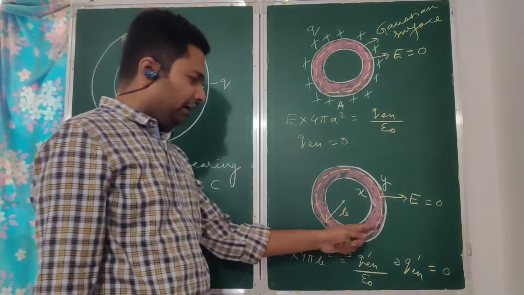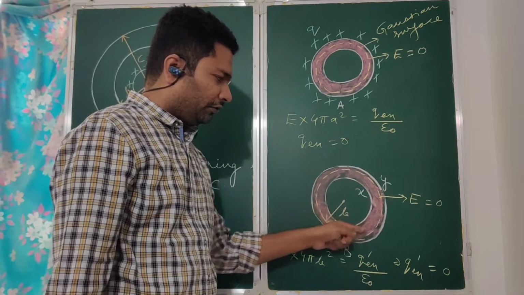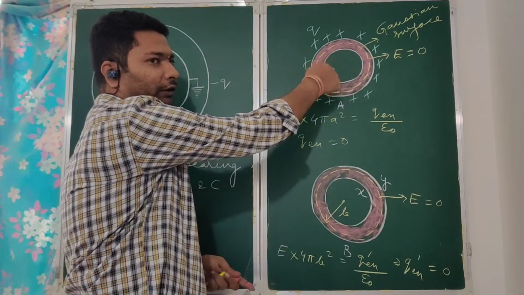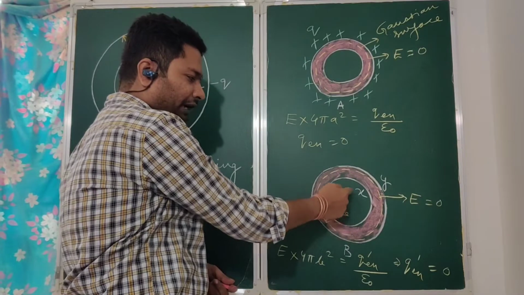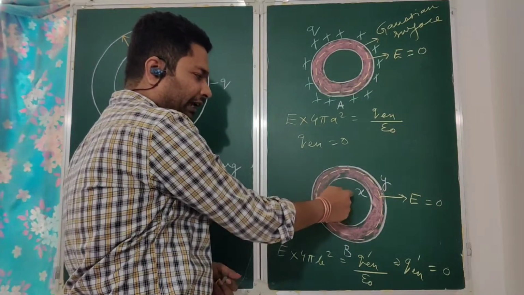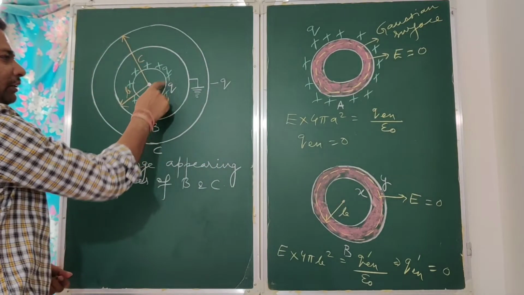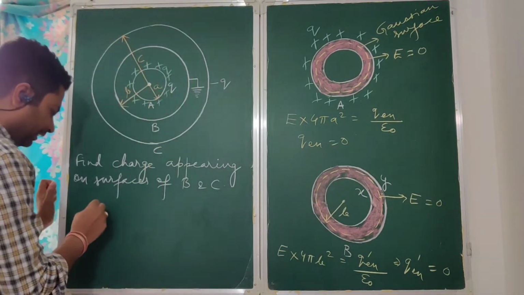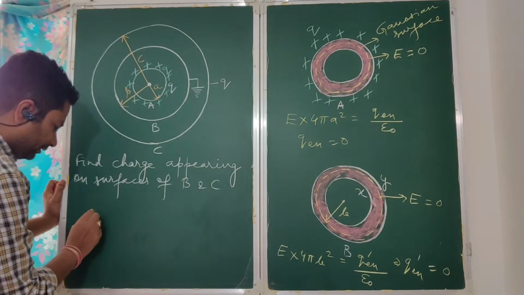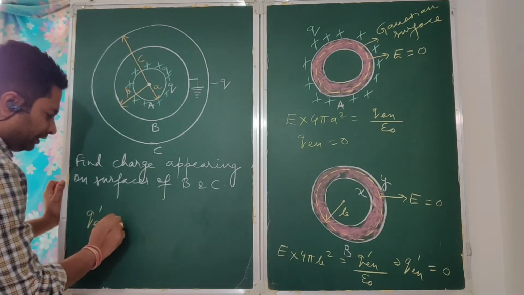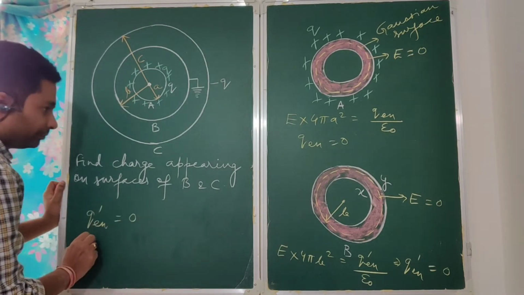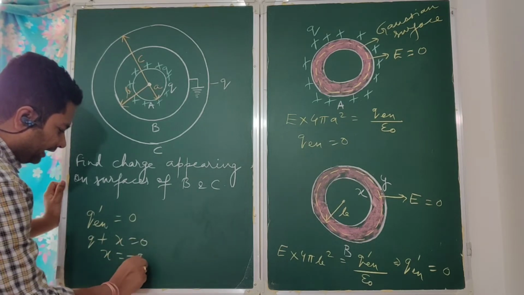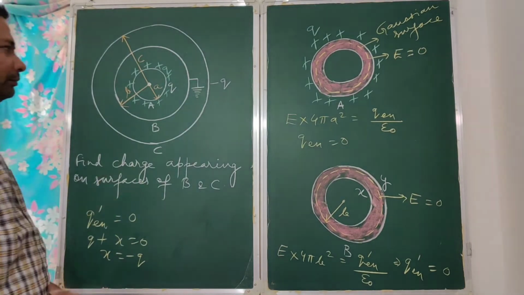Now what is the net charge enclosed within this Gaussian surface? Now remember, within this B you are having A also. Within this B you are having A, and on A what is the charge you are having? Q. So can we say that Q plus X is equal to 0? If you are writing that Q dash is equal to 0, that means Q plus X is equal to 0. So what is X? X becomes equal to minus of Q, correct?